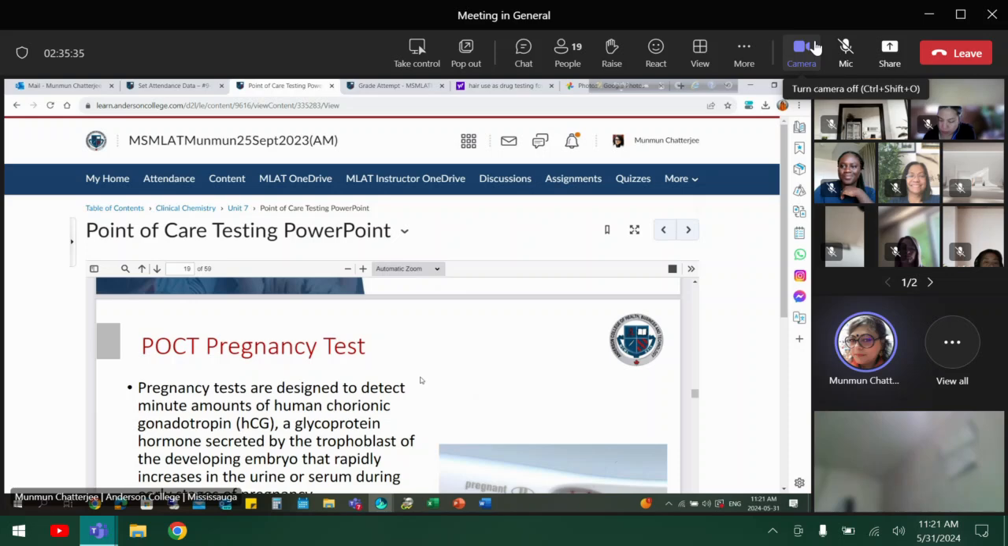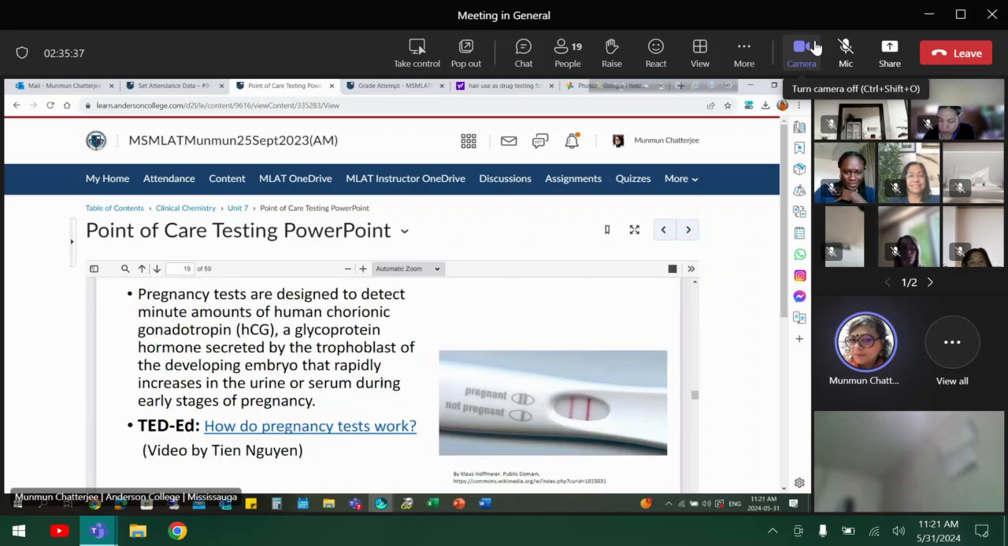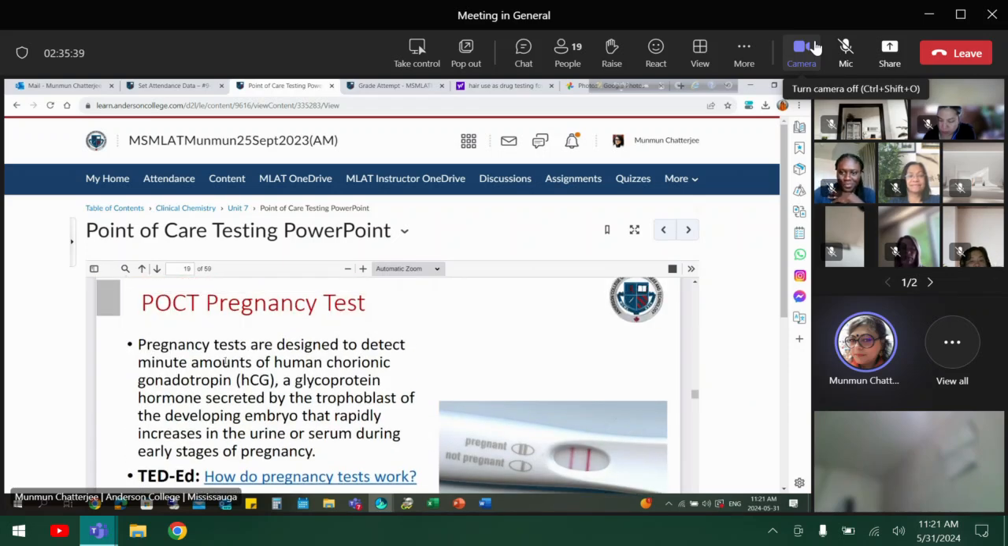So now pregnancy tests. Like this H. pylori test, pregnancy tests are designed to detect minute amounts of what we measure here, HCG. What is the full name of HCG? Human chorionic gonadotropin hormone, which is secreted from where? We learned yesterday: the placenta.